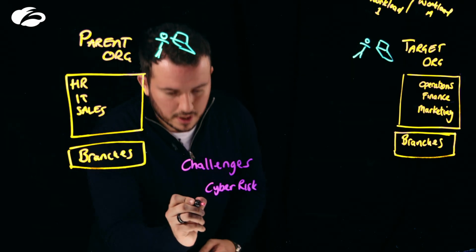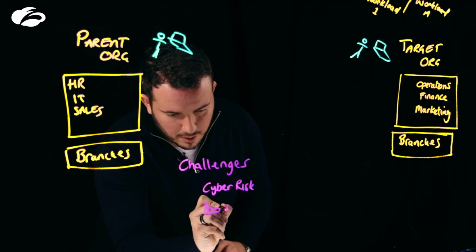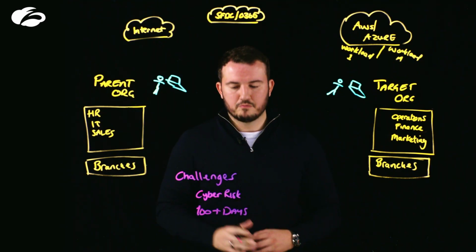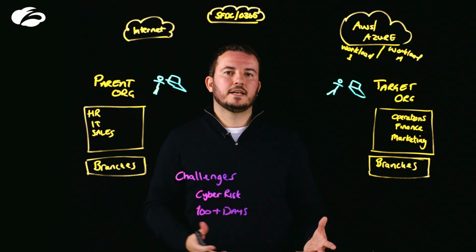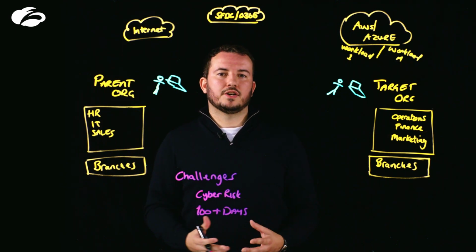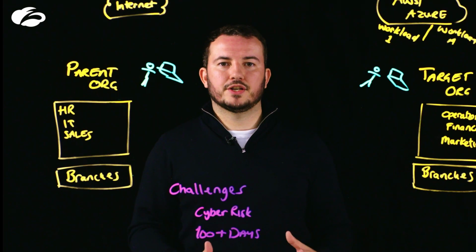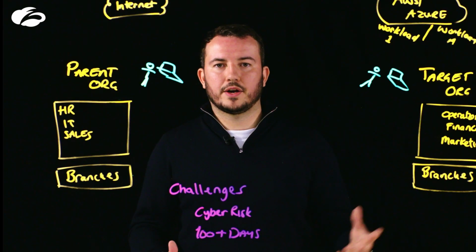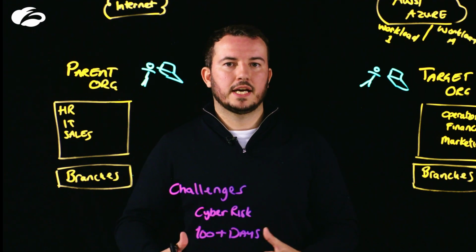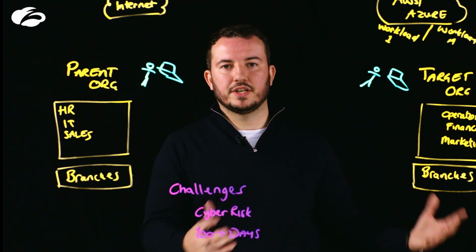And then we have our project timeline. Minimum of 100 days typically. This is going to consist of directory or domain consolidation, linking applications and users, workloads. This could be a lengthy process that can span months and even years.